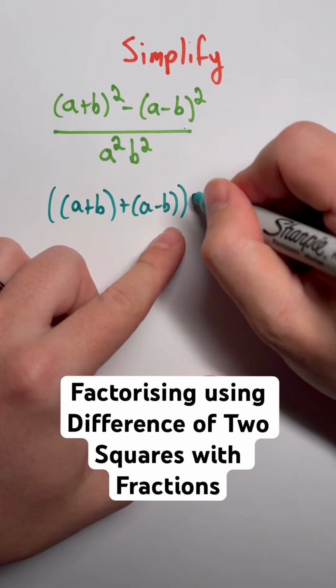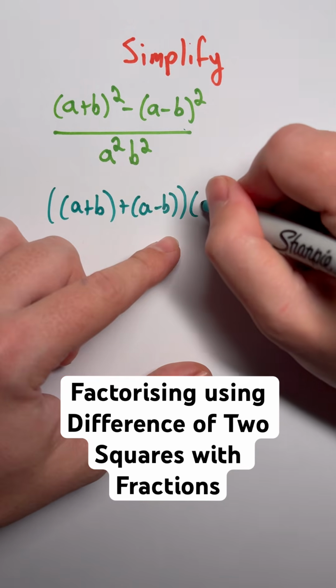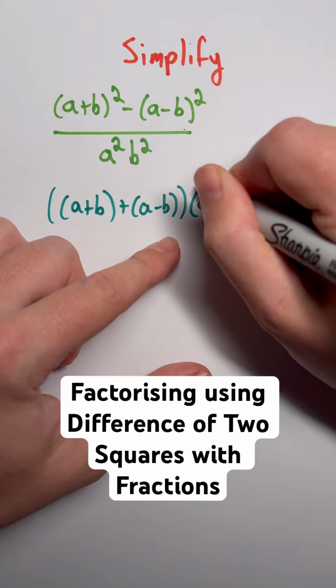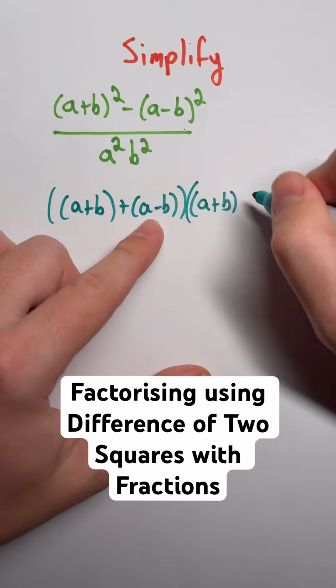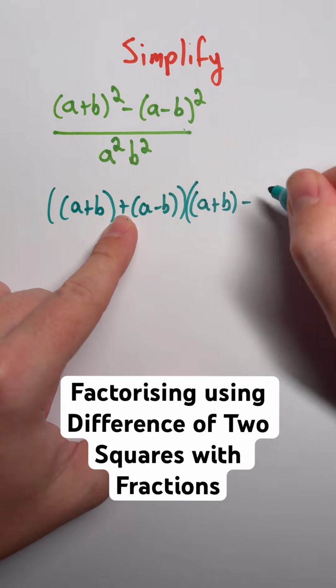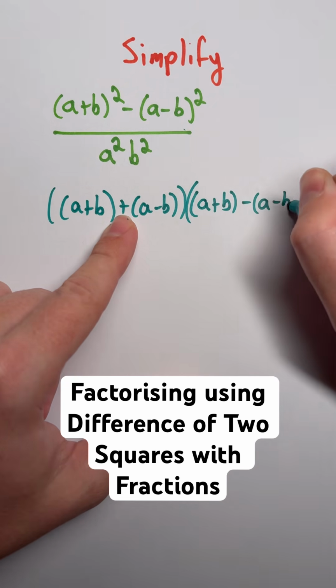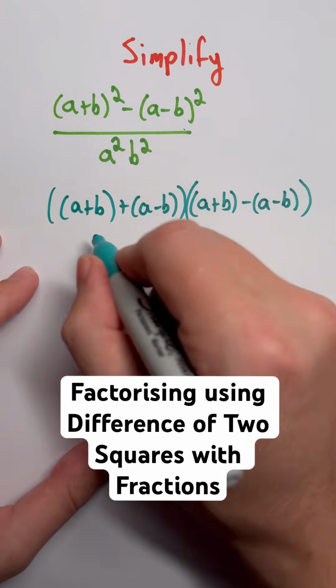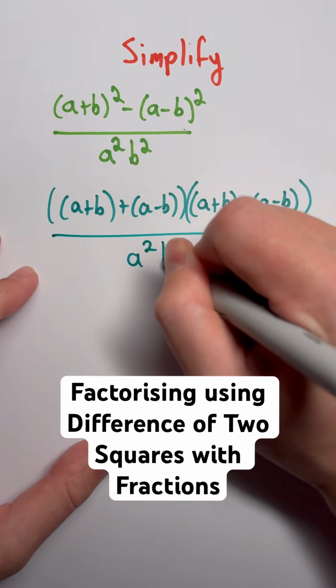I'm now going to multiply that by, again, the square root of a plus b squared. That is going to be a plus b, and I'll put an extra bracket in here. And I'm going to change my plus into a minus sign. It is going to be a minus b. All of this is still going to be divided by a squared b squared.